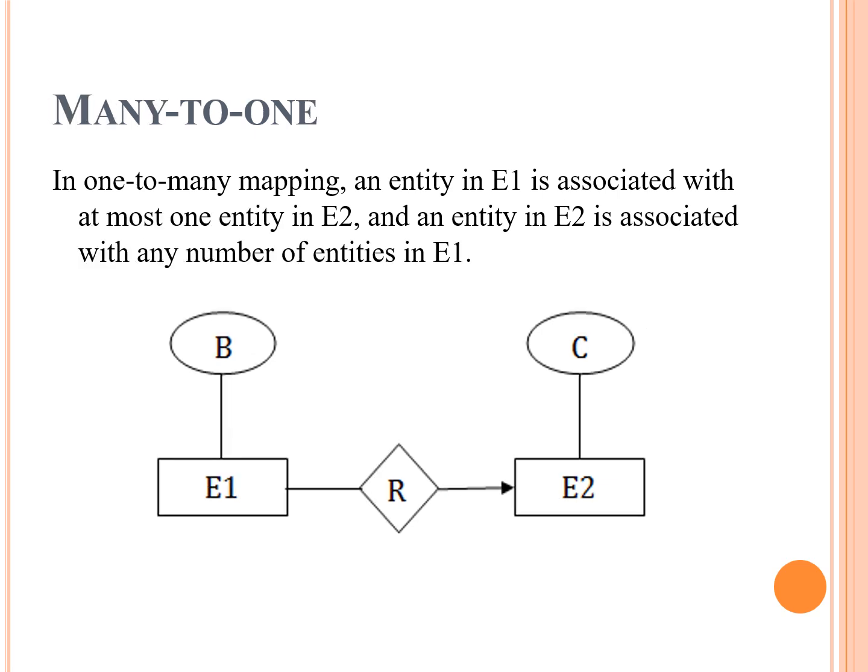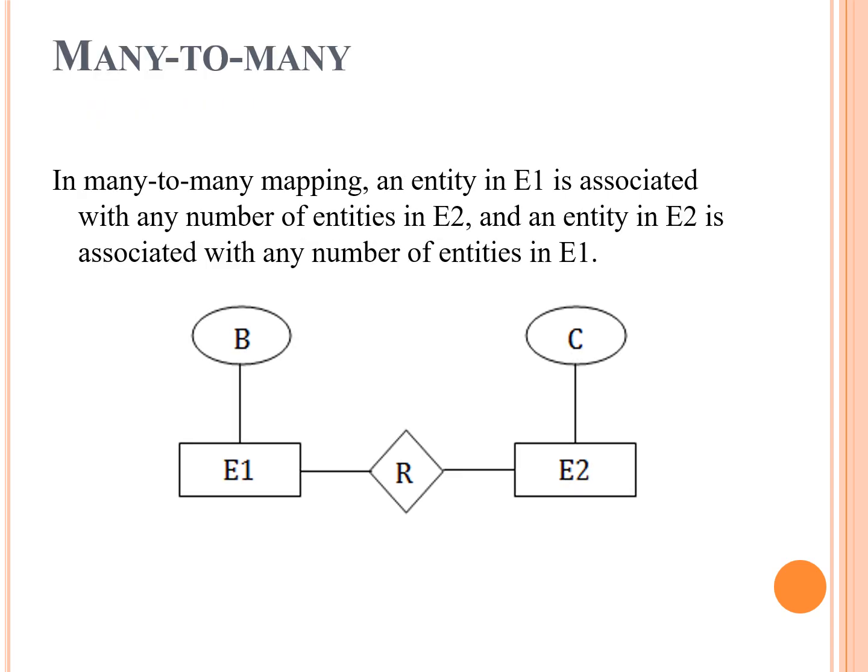Third one, many-to-one. In many-to-one, an entity in E1 is associated with at most one entity in E2 and an entity in E2 is associated with any number of entities in E1. That is called many-to-one. And then many-to-many: any number of entities in E1 are mapped with any number of entities in E2. That is called many-to-many relationship.